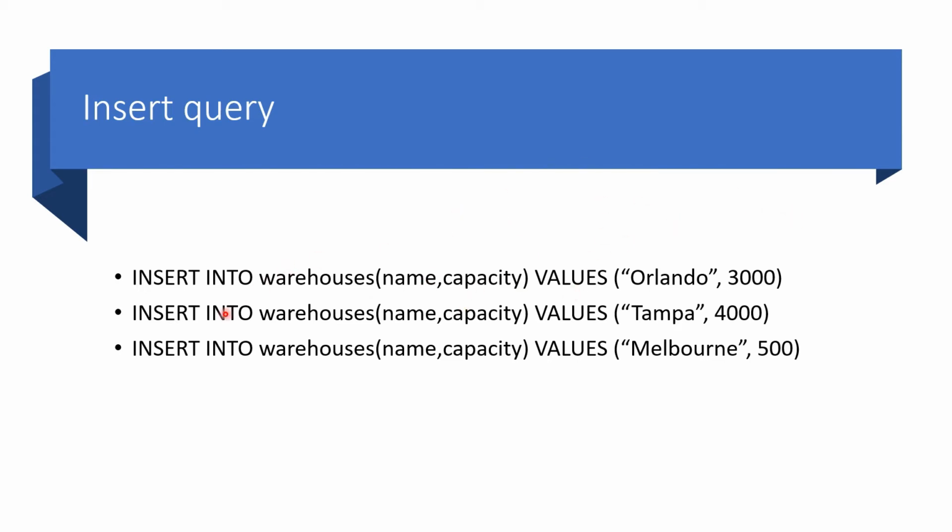So in simple English, we're going to insert into the warehouse table these values. We are talking here about the name of the warehouse. I put, for example, Orlando, Tampa, and Melbourne as our three warehouses, and the capacity of each warehouse is, for Orlando, 300, maybe square feet or something, for Tampa 4,000, and for Melbourne 500.